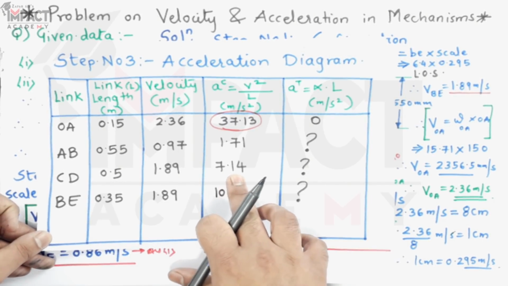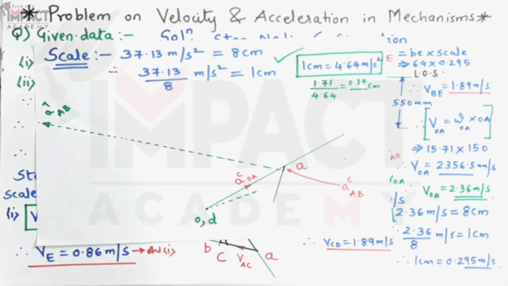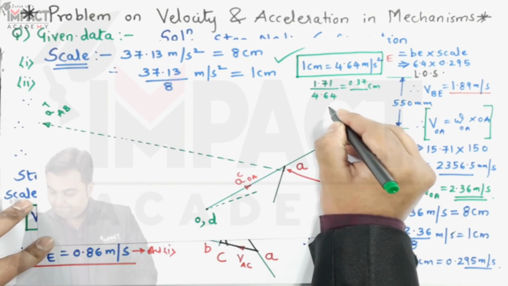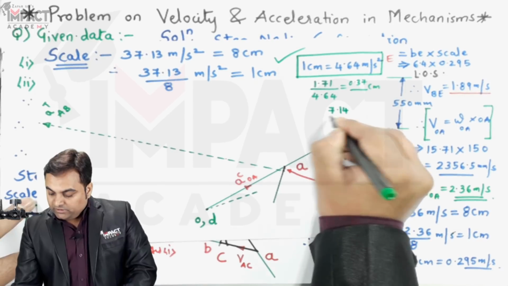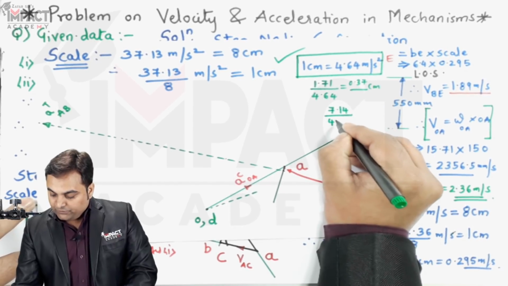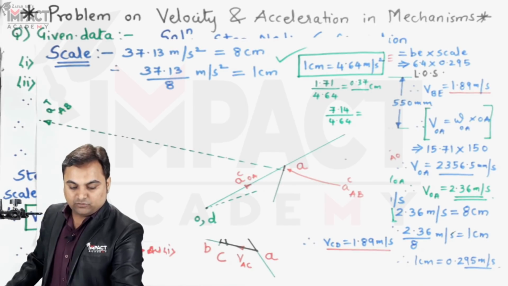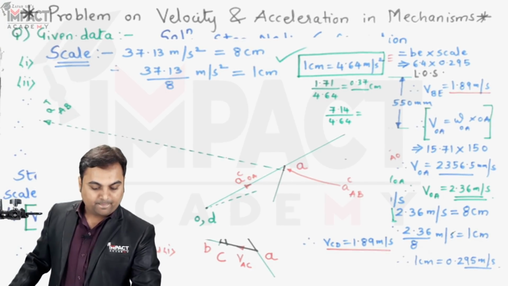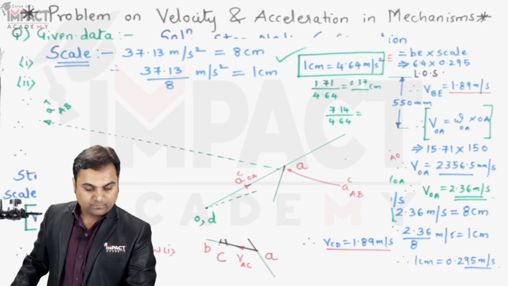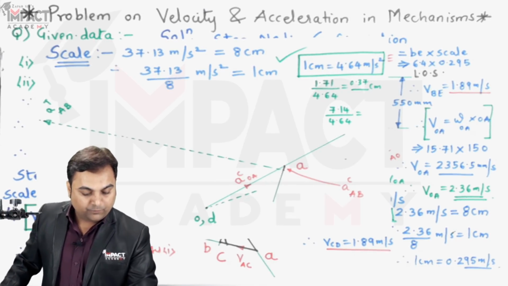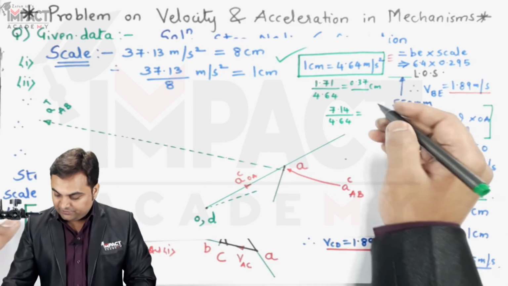Now I'll convert this into centimeter. So for that, 7.14 divided by the scale, which is 4.64, will give me the value in terms of centimeter, and it comes out to be 1.54 centimeters.